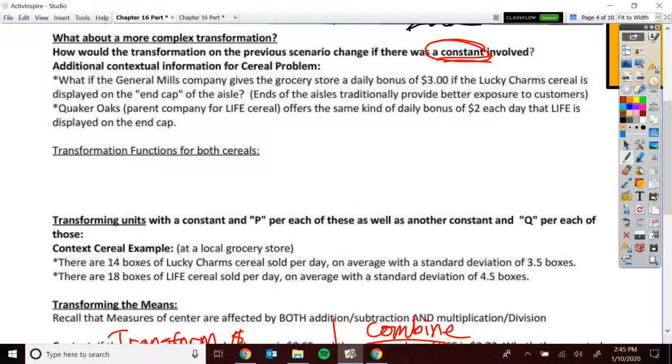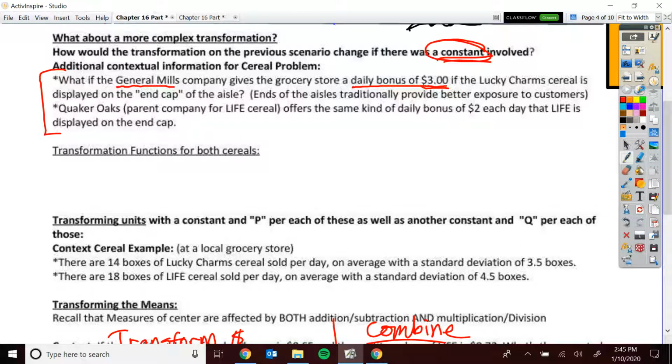Okay, so let's look at this. Here's how I tried to come up with a situation. General Mills is the parent company. That is true. It actually is the parent company that makes the Lucky Charms cereal. Well, guess what? They've contracted with a grocery store that they will give the grocery store a daily bonus of $3 if that cereal is displayed on the end caps of the aisles. What does that mean? Why would they offer a bonus for that?